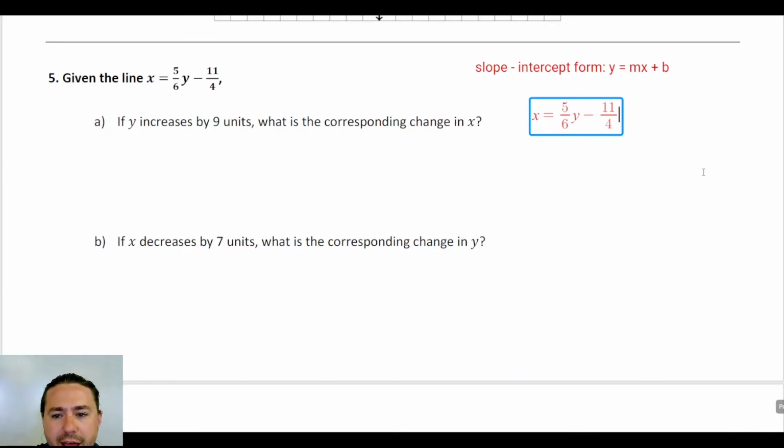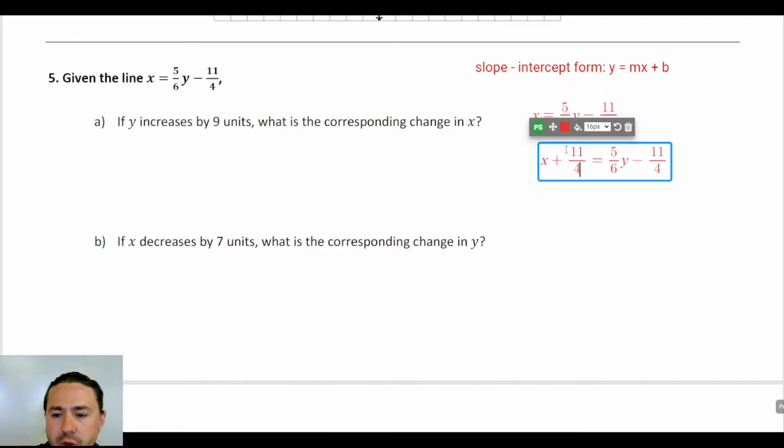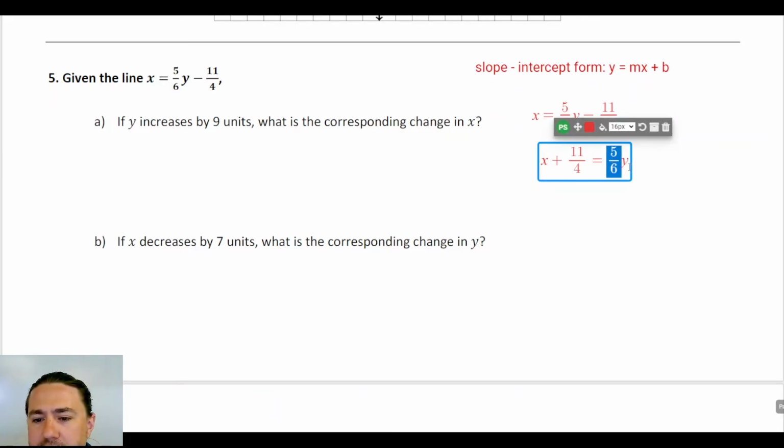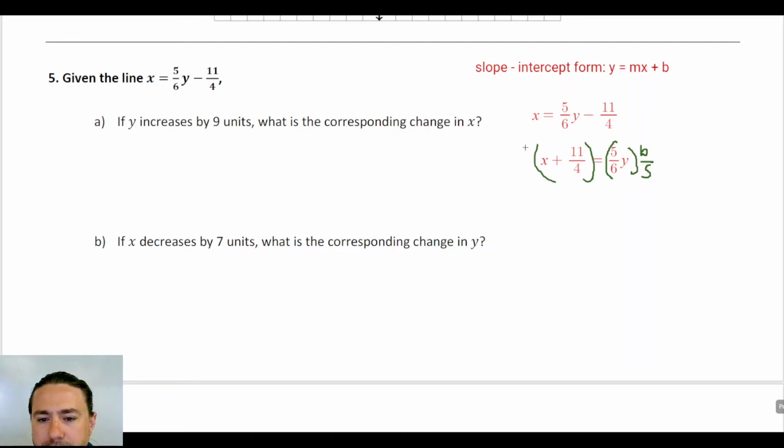So the first thing we'll do is add 11/4 to both sides to move that term over. And the next step is going to be to get rid of this 5/6. So we're going to divide both sides by 6/5, or another way to think about that is to multiply both sides by 6/5. So it's like we're going to multiply this side by 6/5 and also this side. So we'll get y equals 6/5 x.